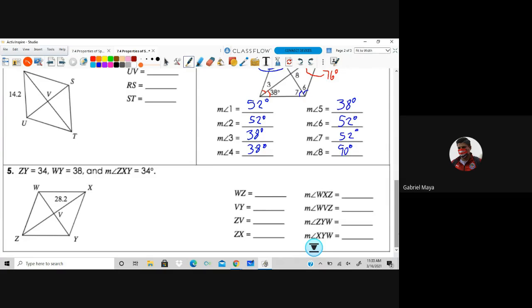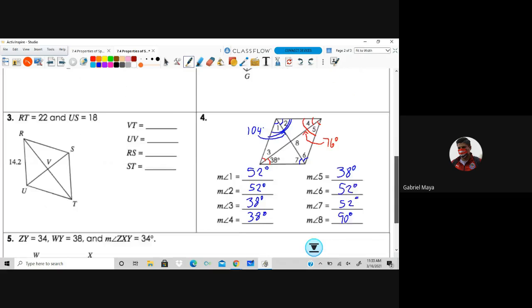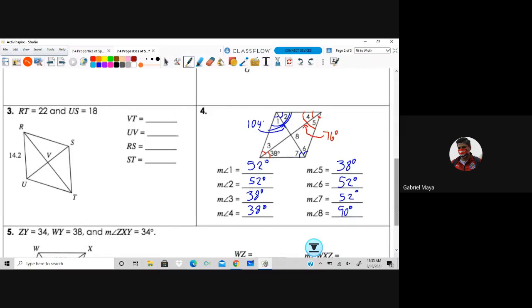$52, okay, 52. How did I get 52? So remember that consecutive angles on a parallelogram are supplementary. They add up to 180. So if you get this whole angle, this entire blue thing, and this entire red thing, they will add up to 180. And we know that together this is 76.